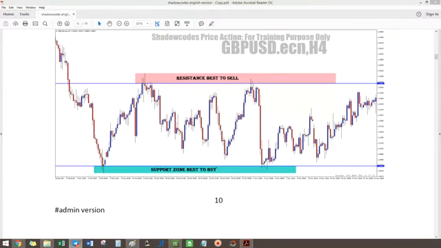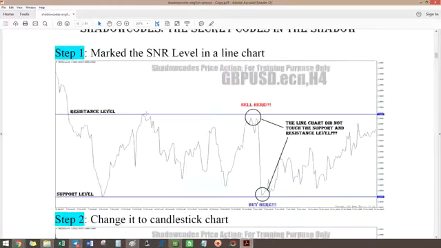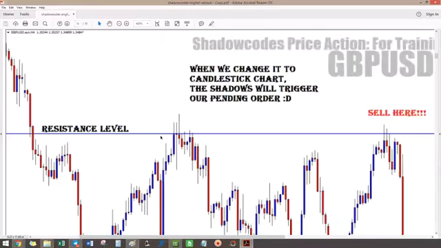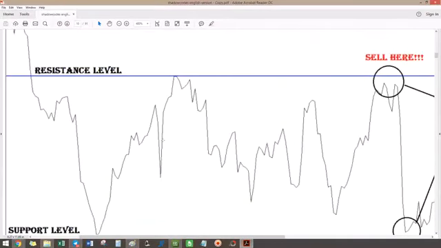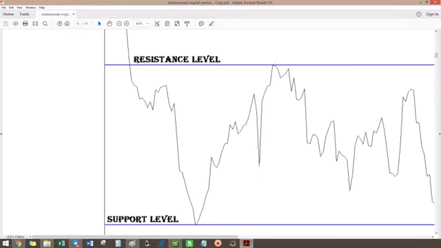So in short, we find a fresh rejection candle to determine the support and resistance, and wait for it to retest. Yes, we will find the fresh rejection. For example here, I zoom it in. Okay, so we have a fresh rejection here.